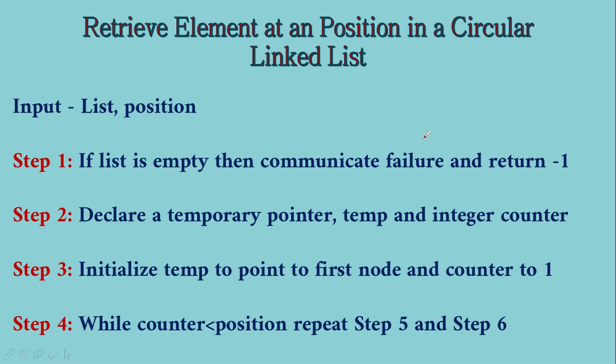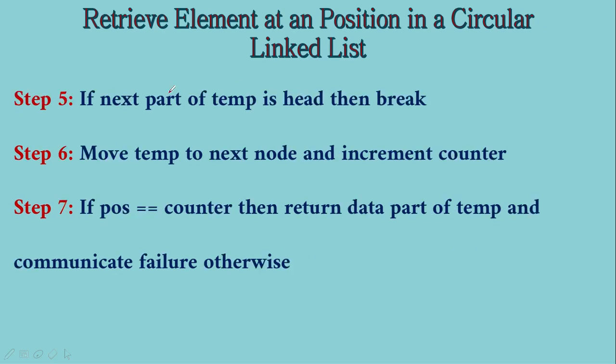If the list is empty, then we are going to communicate failure and return -1. Otherwise, have a temporary pointer and an integer counter, initialize temp to the first node and counter to 1. And while our counter is less than position, we have to repeat steps 5 and 6. In 5, we check whether the next part of temp is head, right? That is, we are checking whether we are in the last node. In that case, we will break. Otherwise, we will move to the next node and increment the counter.